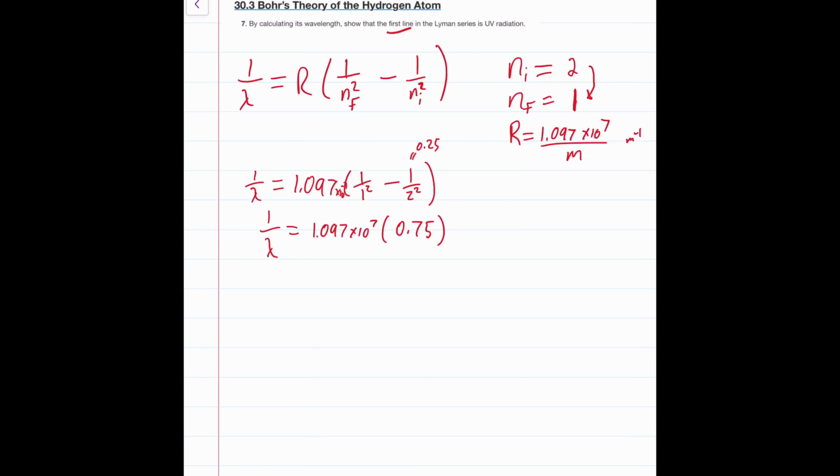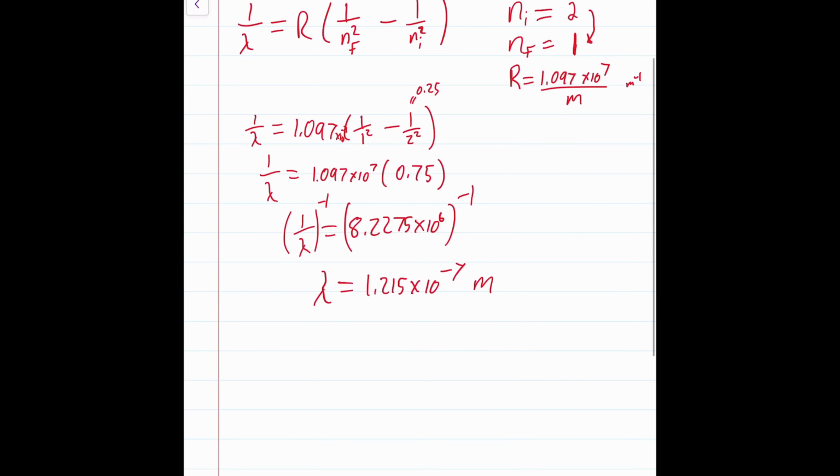And then 1 over wavelength is going to equal 8.2275 times 10 to the 6th. And at that point, we take the inverse of both sides, which will give us wavelength. And wavelength is equal to 1.215 times 10 to the negative 7th meters.